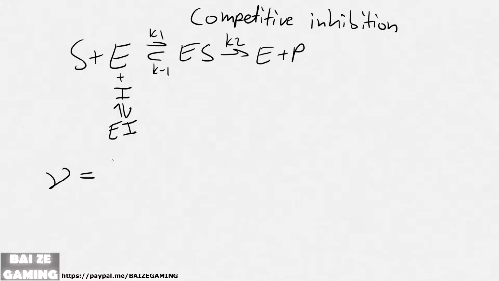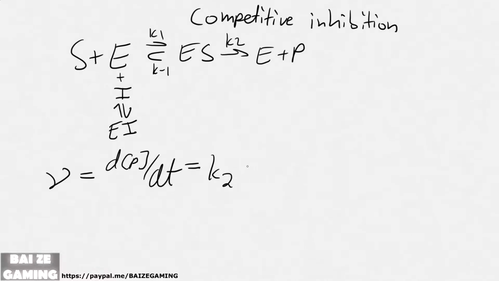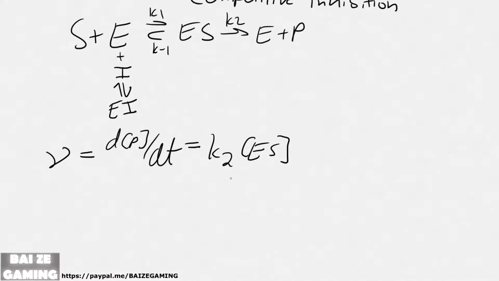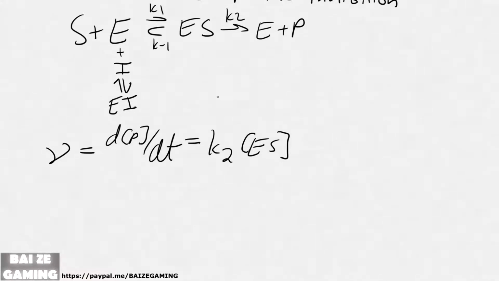So the product formation rate will be the same as before. dP over dt ends up just being k2 ES. So what we can do with the fast equilibrium assumption, we know that this is true.